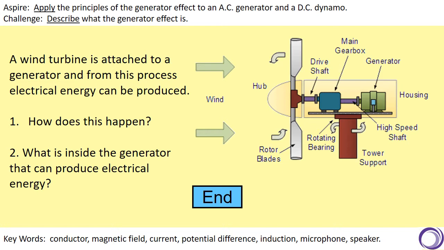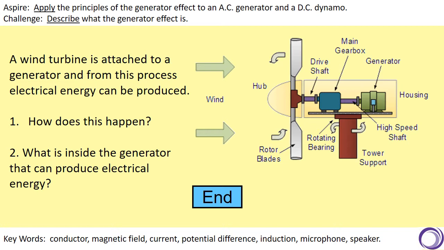The blades are connected to a drive shaft and a gearbox. All the drive shaft does is just carry that kinetic energy store through the gearbox and then to the generator. The gearbox allows you to control the speed that the generator is turning. We'll mention more about that when we look at the generator in more detail.